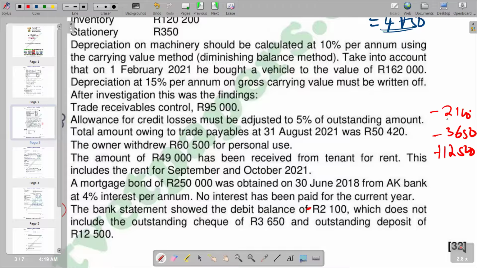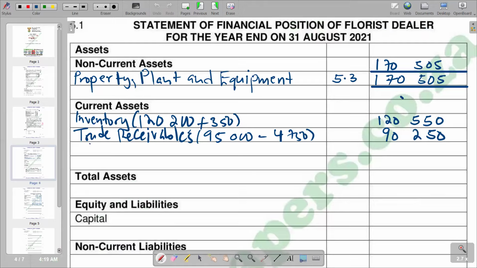And we are going to see that the amount you are supposed to get there is 6,750. 6,750 is going to be your answer. So you come here. We are saying cash and cash equivalents. We have 6,750.